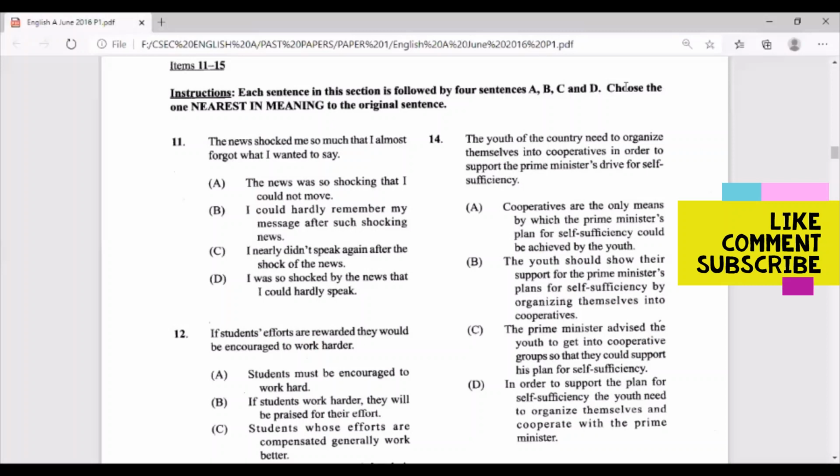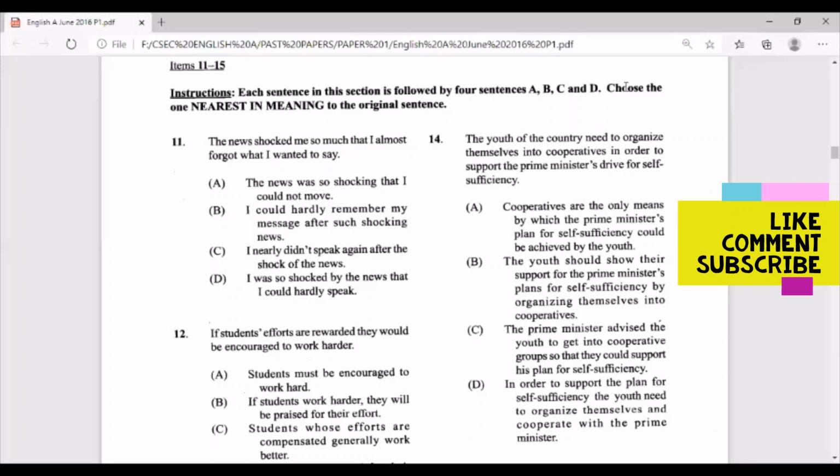The instructions: each sentence in this section is followed by 4 sentences, A, B, C, and D. Choose the one nearest in meaning to the original sentence. So number 11.